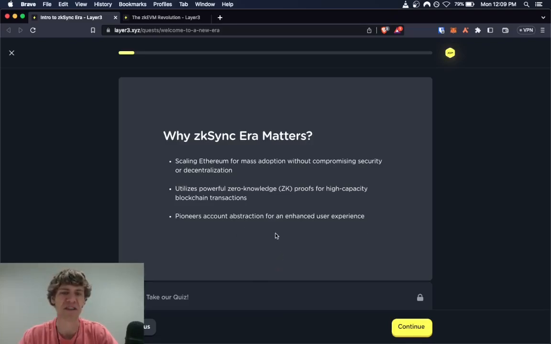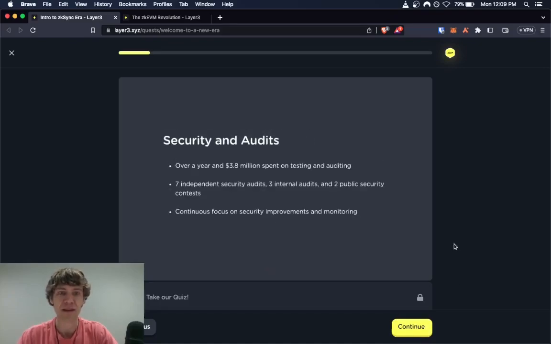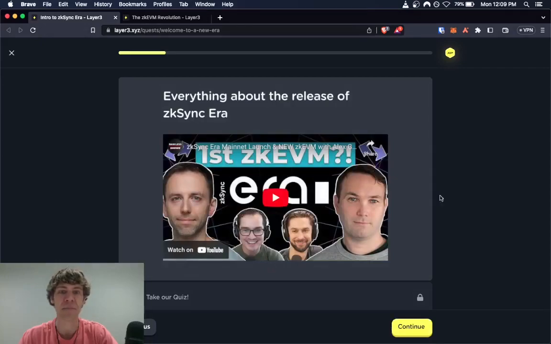Now, account abstraction is where it allows you to have multiple chains of approvals before a transaction is submitted, and it's a very, very powerful tool to utilize so you don't get hacked or scammed and have all your stuff taken. So security and audits: over a year and 3.8 million spent on testing and auditing, 7 independent security audits, 3 internal audits, and 2 public security contests. Continuous focus on security improvements and monitoring.